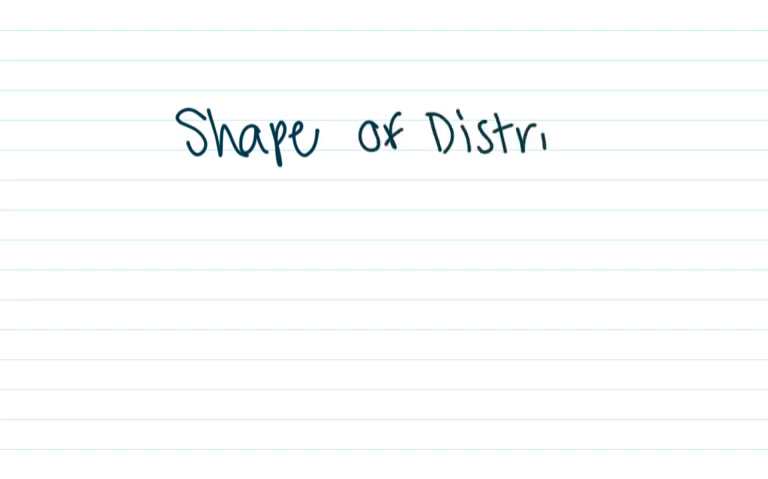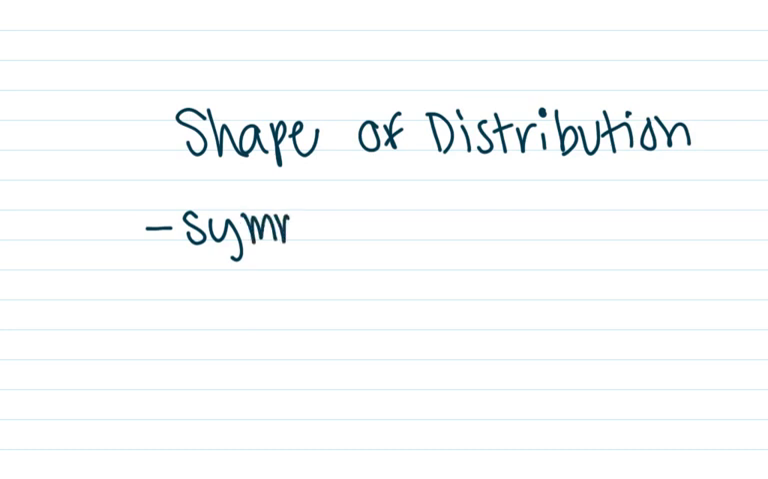So there's two things that the shape of distribution talks about and explores. So the shape of distribution talks about, one, symmetry. So determining if your graph is symmetrical, or what we call asymmetrical.